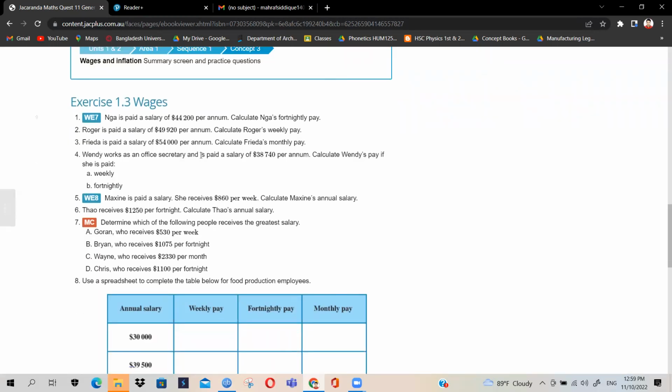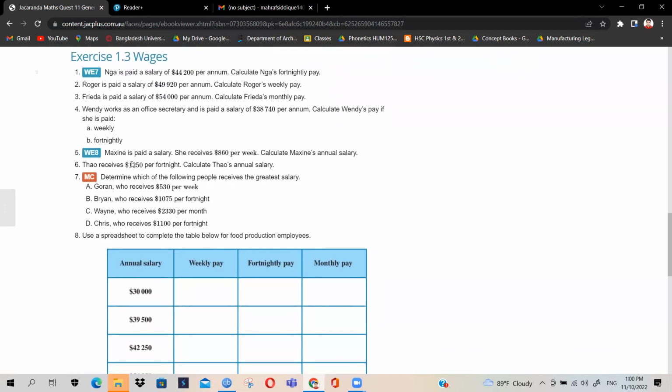Wendy works as an office secretary and is paid a salary. Calculate Wendy's pay if she is paid weekly. In case of weekly, you will have to divide that by 52, and in case of fortnightly, divide by 26. Maxim is paid a salary. For the annual salary, just multiply by 52. This is very easy maths.